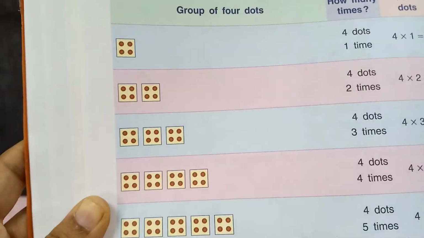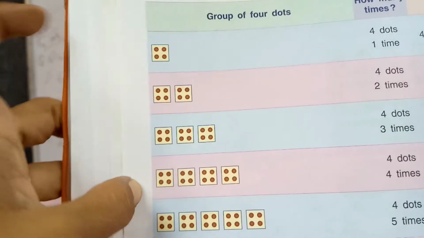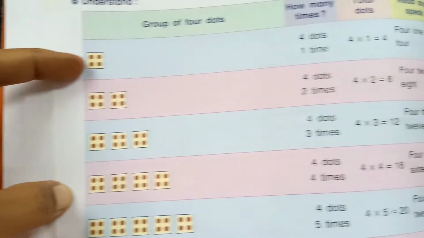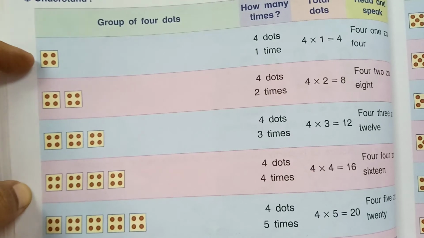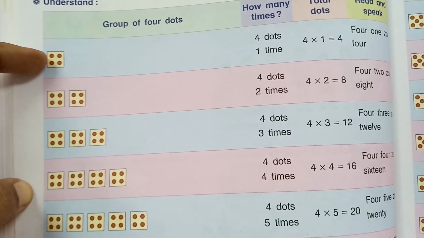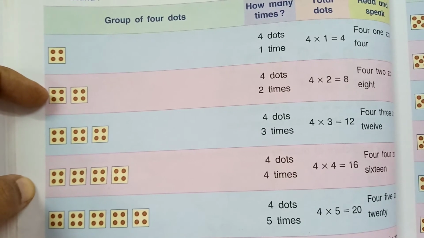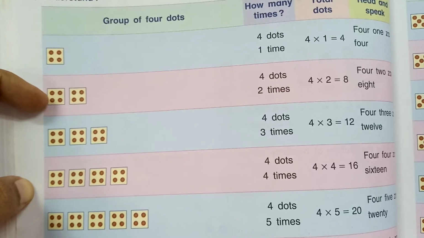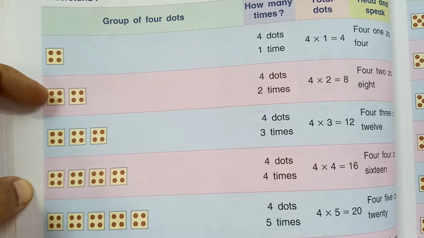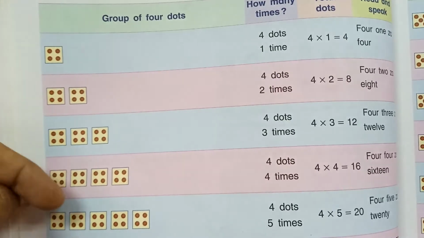Okay. Now next is the table of 4 and 5. Here in the box you can see in one box 4 dots are there. So 4 dots one time. So 4 ones are 4. 4 here 2 times these 4 dots are there. So 4 2s are 8. This way you have to read this till 4 10s are 40.